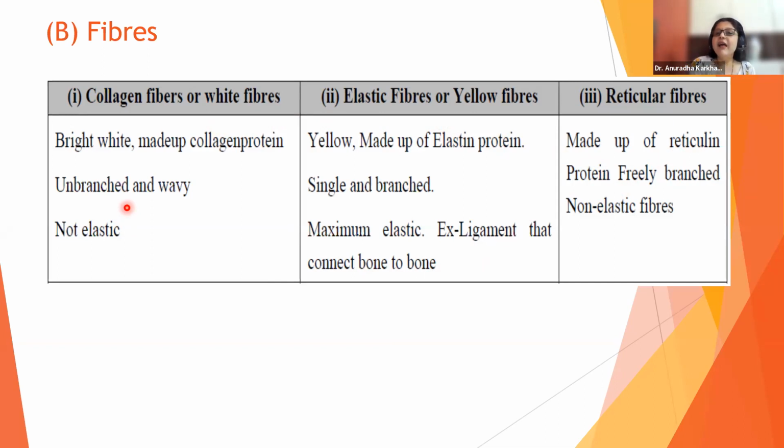Okay? Elastic fibers, the name itself tells you. They should be highly flexible and elastic, right? So they are yellow. They are made up of elastin protein. They are single and they are branched.